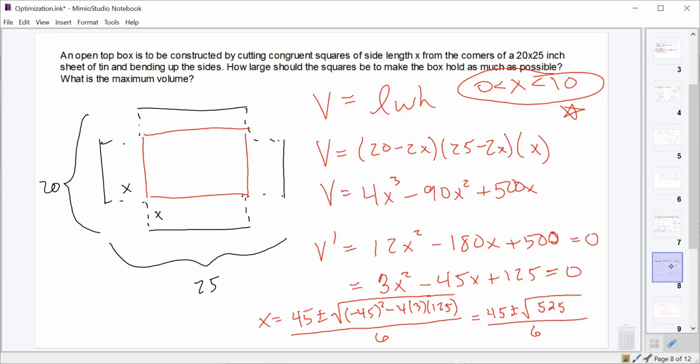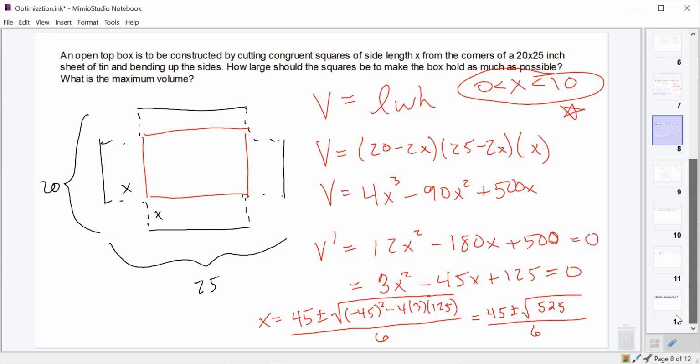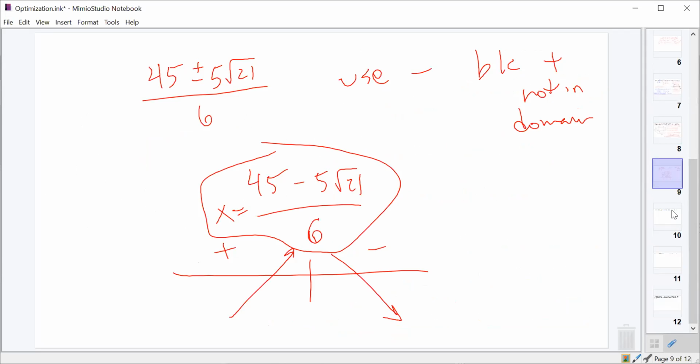That is it for today. I don't think we have time to do any more optimization yet. We got 2 or 3 more here. Looks like 3 more of these to do tomorrow. And then we're going to talk about another thing called related rates, and then we'll be done with applications of the derivative.